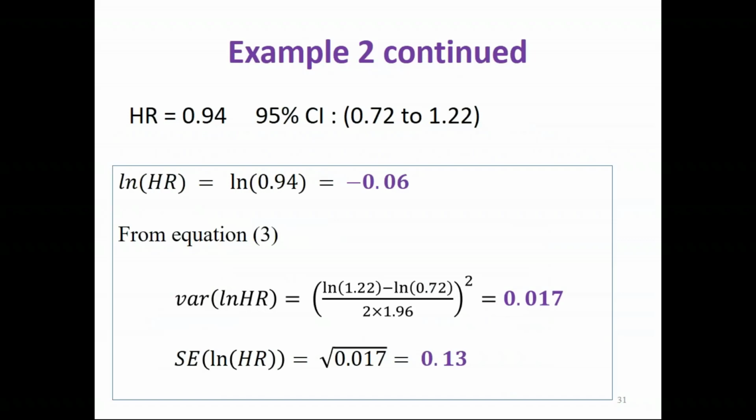So using equation 3 that we just looked at before, we can estimate, first of all, the log hazard ratio, which is calculated by taking the log of 0.94, giving a value of minus 0.06. And we then input the values from the confidence interval into equation 3 to give us the variance. So notice there that we're actually using the logarithm of the confidence interval limits. Make sure that you're using the log values rather than the direct values.